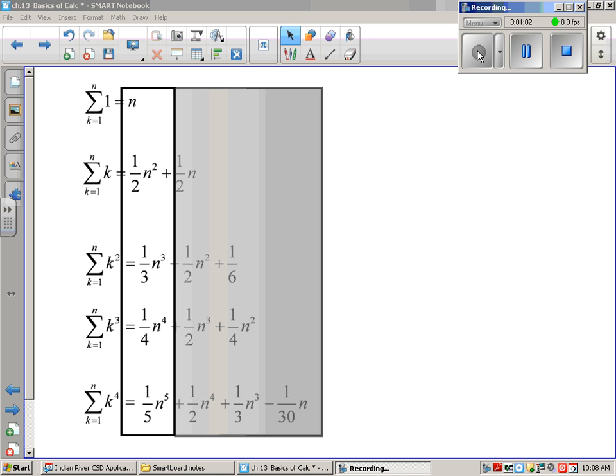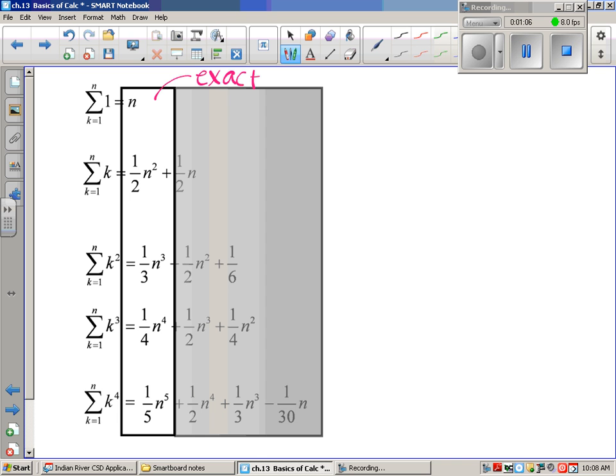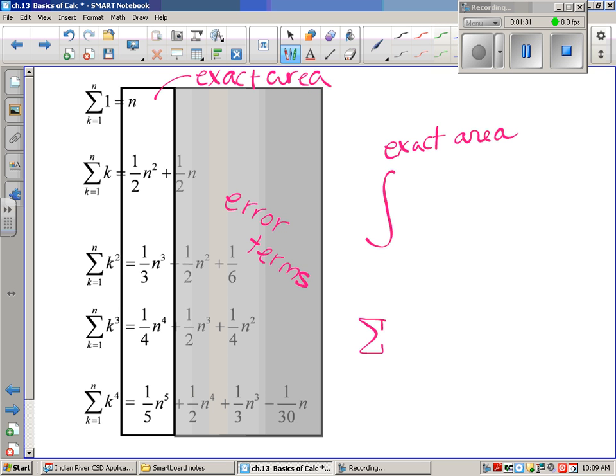We talked about the fact that those first terms are how we get the exact area. That's how we get it. And these other terms that are here in the gray are your error terms. That's what these all represent. So if I want the exact area, and as I discussed last week, that's what that symbol means, I want the exact area, then all I really care about is those first terms. So what if I asked you then, what would be sigma k to the 5th? What would that one be?